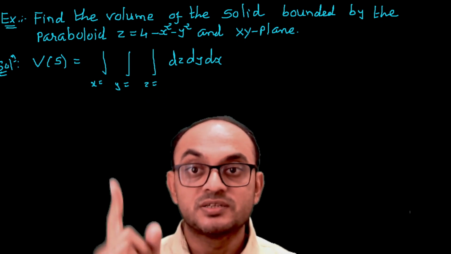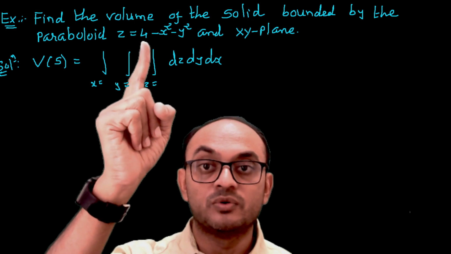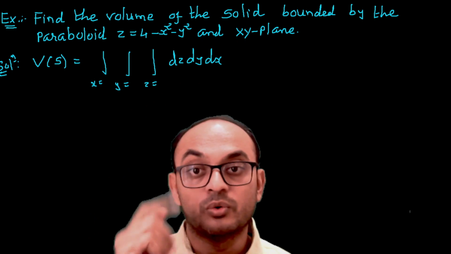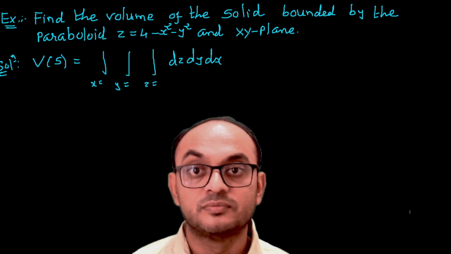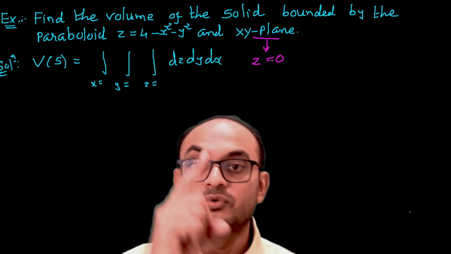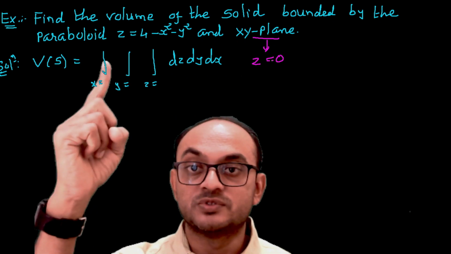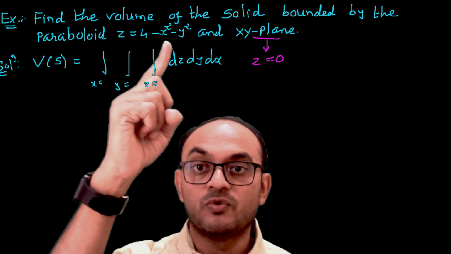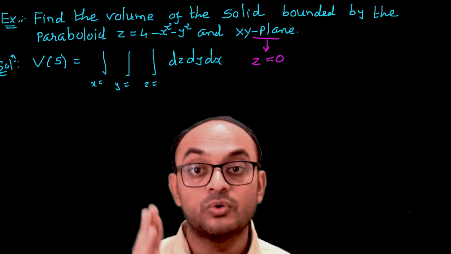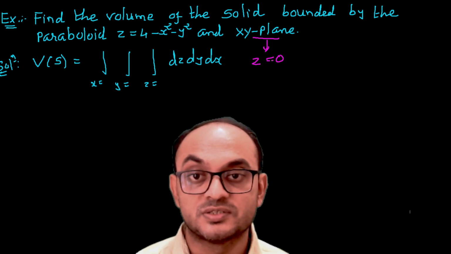So the first task, let us draw these curves z equal to 4 minus x square minus y square and the xy plane. You know what the equation of the xy plane is? The equation of the xy plane is z equal to 0. So I have to draw two surfaces. One is z equal to 0 and another one is z equal to 4 minus x square minus y square. So let us draw these two surfaces first.